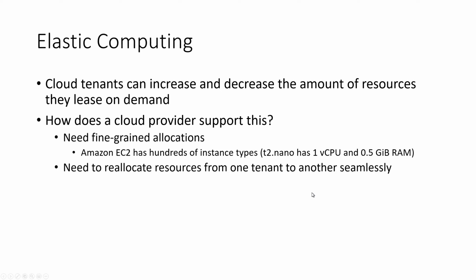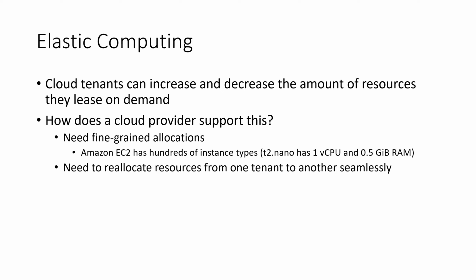Cloud providers need two main things. First, they need to allocate resources to customers at fine grains, like small allocations. To see an example, you can look at the size of the virtual machines offered by Amazon or Google. There are very small virtual machines. For example, the T2.Nano virtual machine on Amazon EC2 has one virtual CPU and 0.5 gigabytes of RAM. If you think of a server with 256 gigabytes of RAM, this server can run hundreds of these nano virtual machines.